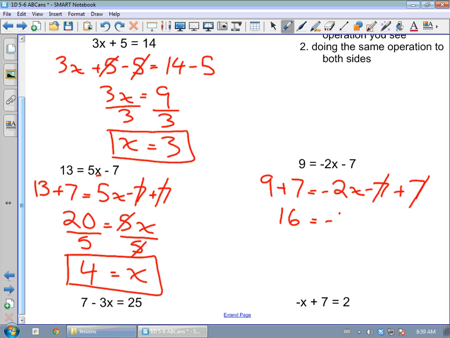and just the negative 2x. And then where do I go from here? I got 2x equals 16. I want to get that x all by itself. So what am I going to do here to both sides of my equation? Heather, what do you think?